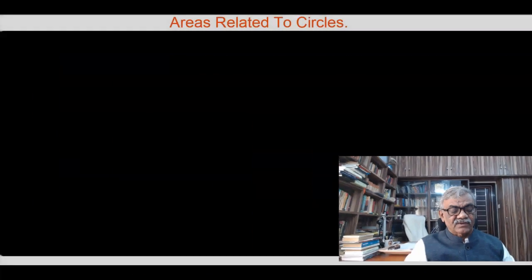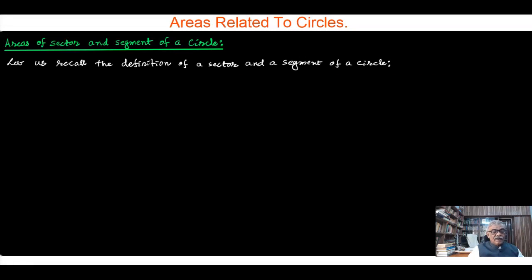Now I am going to present a formula for the area of the sector of the circle and the area of the segment of the circle. Before that, let us recall the definition of a sector and a segment of a circle. Now, area of a sector and a segment of a circle. Let us recall the definition of the sector and a segment of a circle.